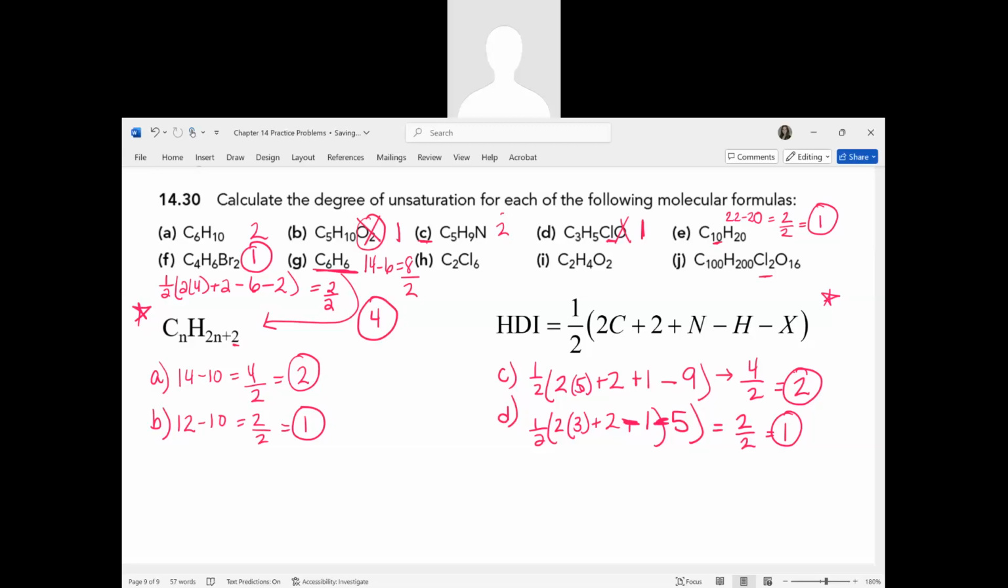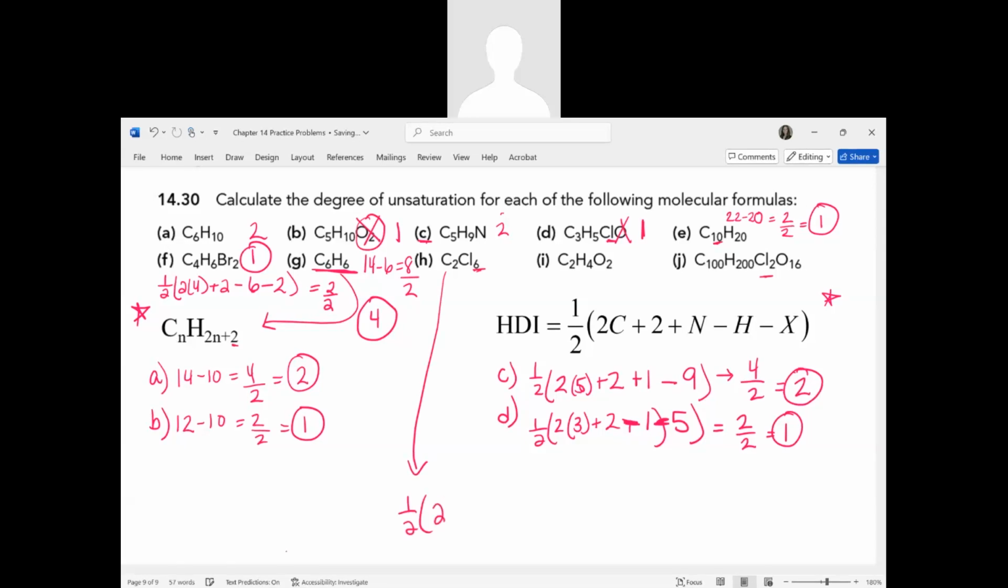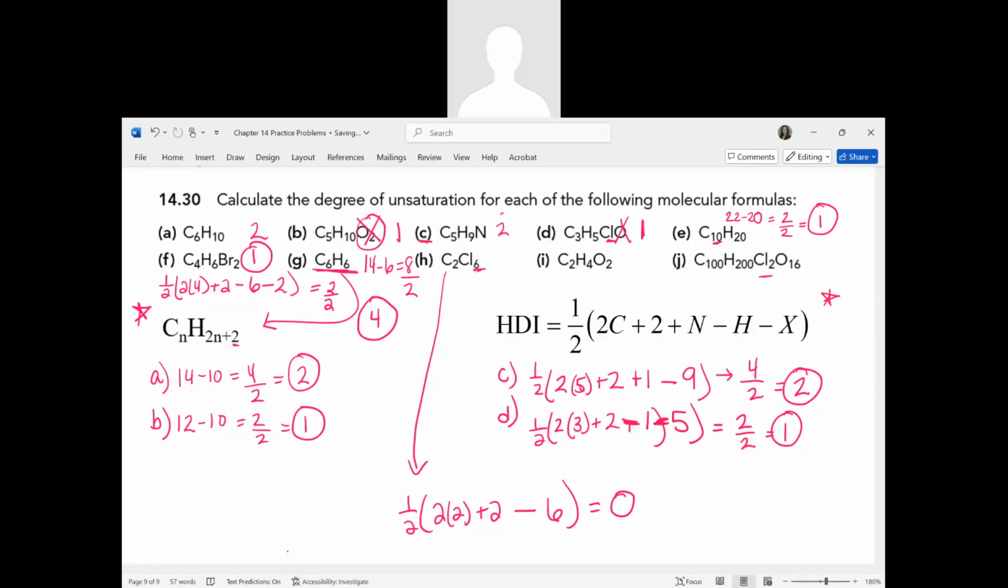Next, we have 2 carbons and 6 chlorines. I'm sorry, 6 chlorines rather than only 2. We would plug this into our formula, and let's do that down here: 1/2 times 2 times 2 plus 2, and then minus halogens. We have no hydrogens. So 6 minus 6, we have a 0 degree of unsaturation, or a hydrogen deficiency index equal to 0 for this compound.